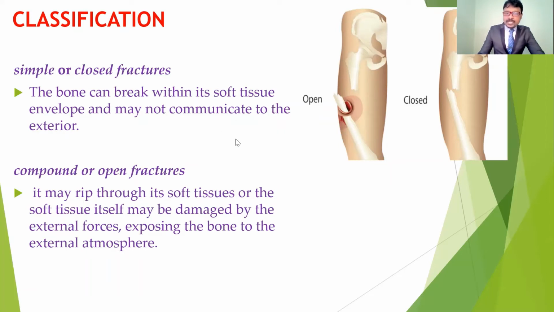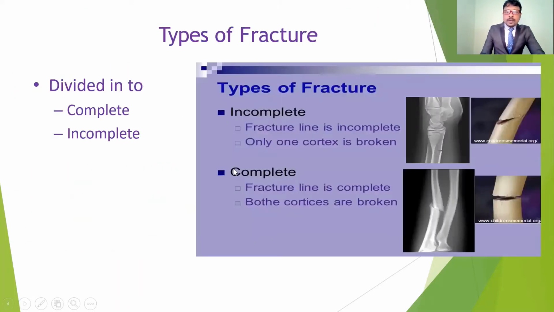Looking at the other classifications, fractures are divided into complete fractures and incomplete fractures. Incomplete means the fracture is not complete: only one cortex is broken. If you look at the bone, only one side of the cortex is broken down, and the other side remains intact. This is the incomplete fracture.